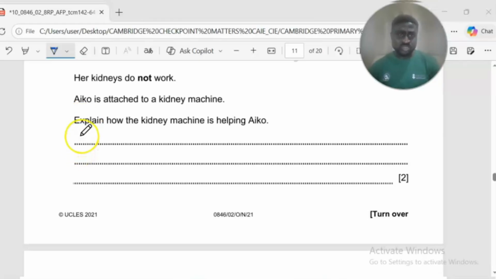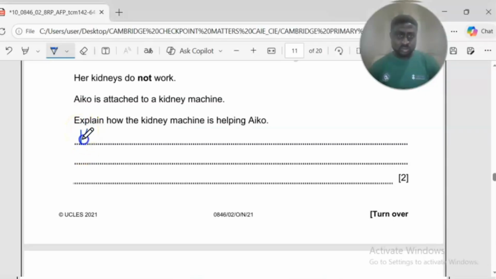So I'll go with the following option. I believe you can write that down. You can say it keeps her alive.